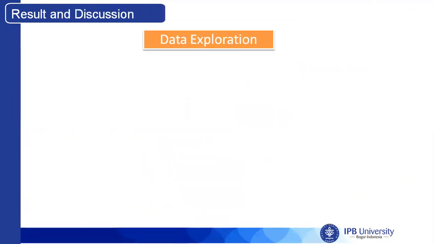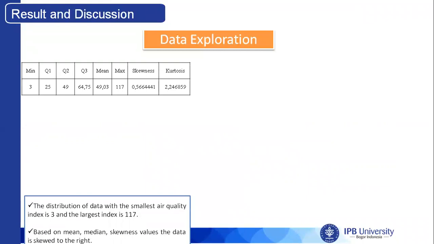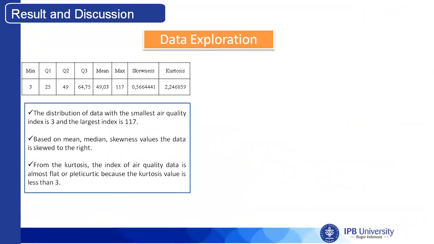Third, result and discussion. From the table, the smallest air quality index is 3 and the largest is 117. Based on the mean, median, and skewness value, the data is skewed to the right. And from the kurtosis value, the air quality index data is almost flat, or platykurtic, because the kurtosis value is less than 3.